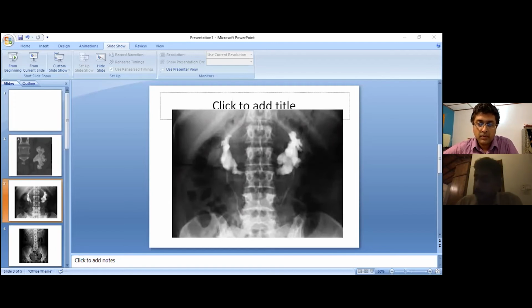If you do a PCNL and achieve a good stone clearance, do you use a stent in this patient or not? I will definitely use a stent in this patient because it's a complex stone with a large stone burden, and these sort of patients could have infective components. So there is a risk of post-operative complications with infections. Because of that, I'll definitely use a stent or a tube.